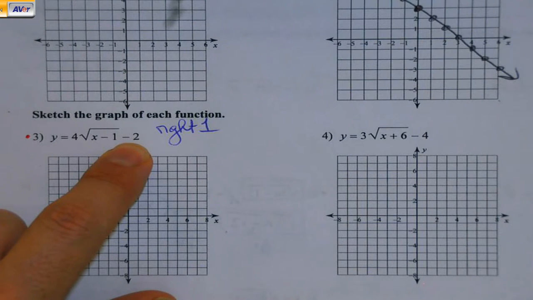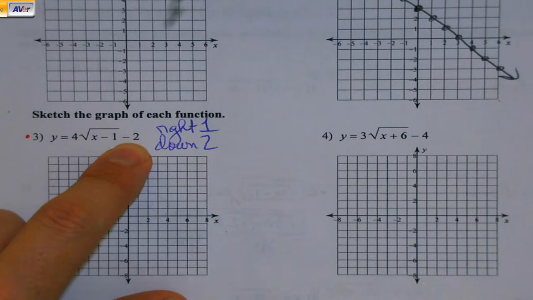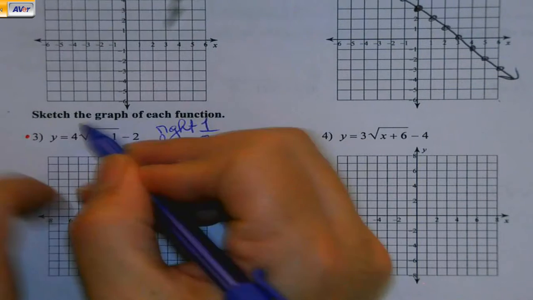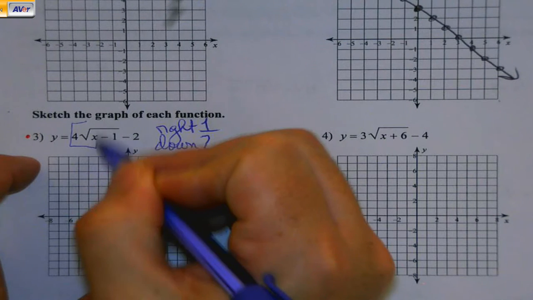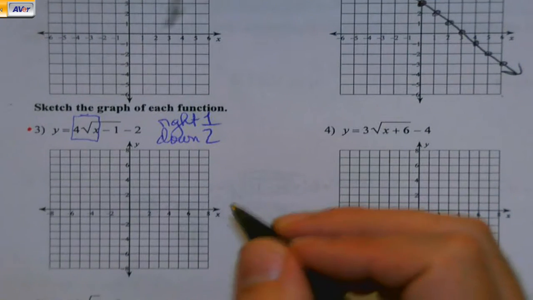And again, you've got this on reviews. You've got this on notes. If you need to go back and look at some of those, that's okay. So right 1 and down 2. But from what points am I going to be doing that? I'm going to graph my parent graph, but I notice there's a number in front this time.